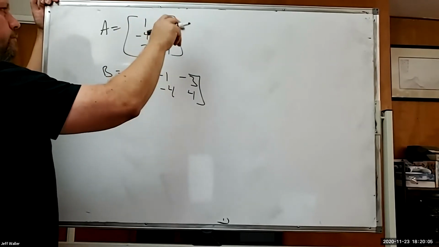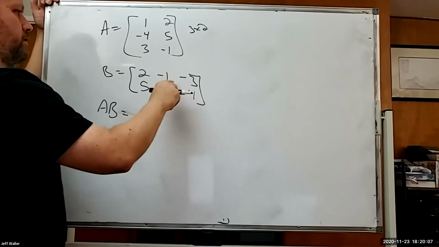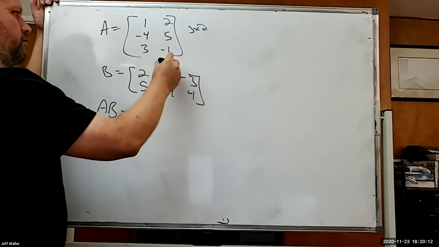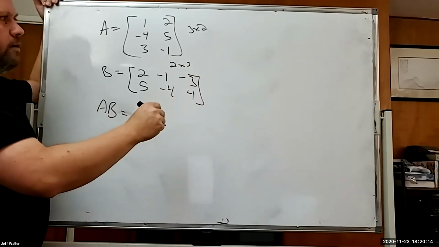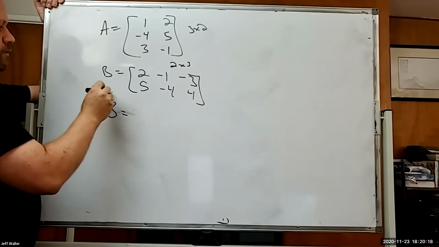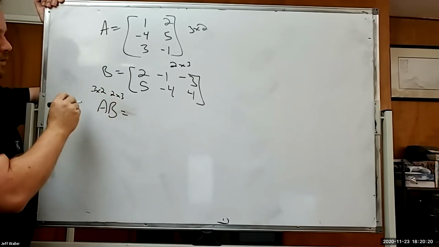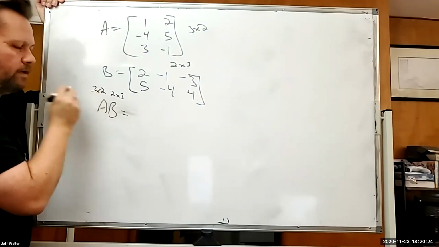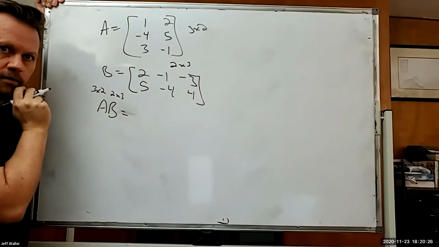3 by 2. Yeah, so he's 3 by 2. What's the dimensions of this guy? 2 by 3. 2 by 3. So can I do A times B? 3 by 2, 2 by 3. Why can I do that? Why can I do this multiplication?